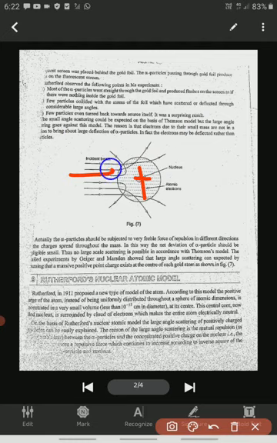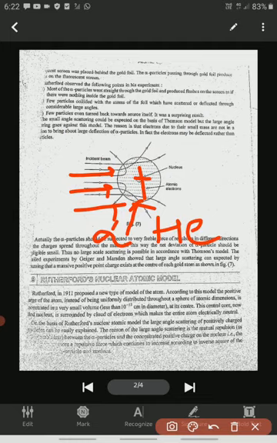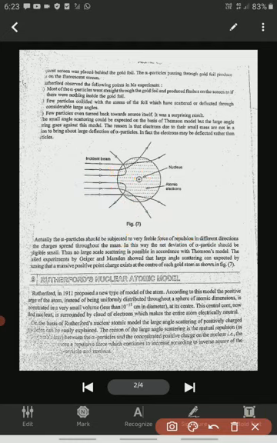When alpha particles move towards the nucleus, we know that a repulsion force takes place between this positive alpha particle and the nucleus. Due to this repulsion force, these alpha particles are scattered with a large angle. So this is the reason.